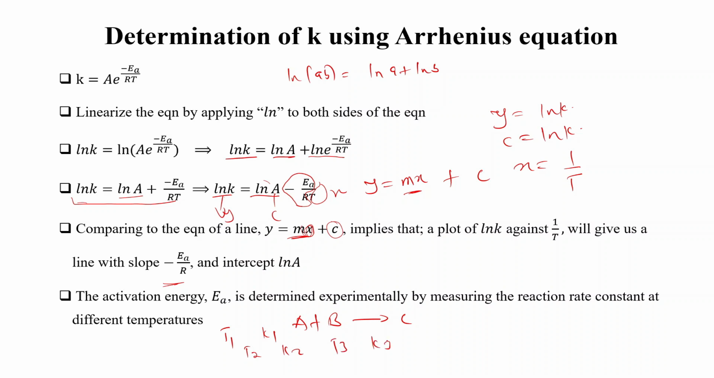Now we need to understand that regardless of the temperature at which we perform the reaction, for this particular reaction, A plus B going into C, the activation energy is fixed. The activation energy doesn't change. So we are interested in finding the activation energy, but we can't determine it just like that. So we perform experiments, vary the temperature and get different rate constants, and then we can use the Arrhenius equation to help us evaluate the activation energy, because we know that activation energy is a constant, it doesn't change, it's fixed for a particular reaction.